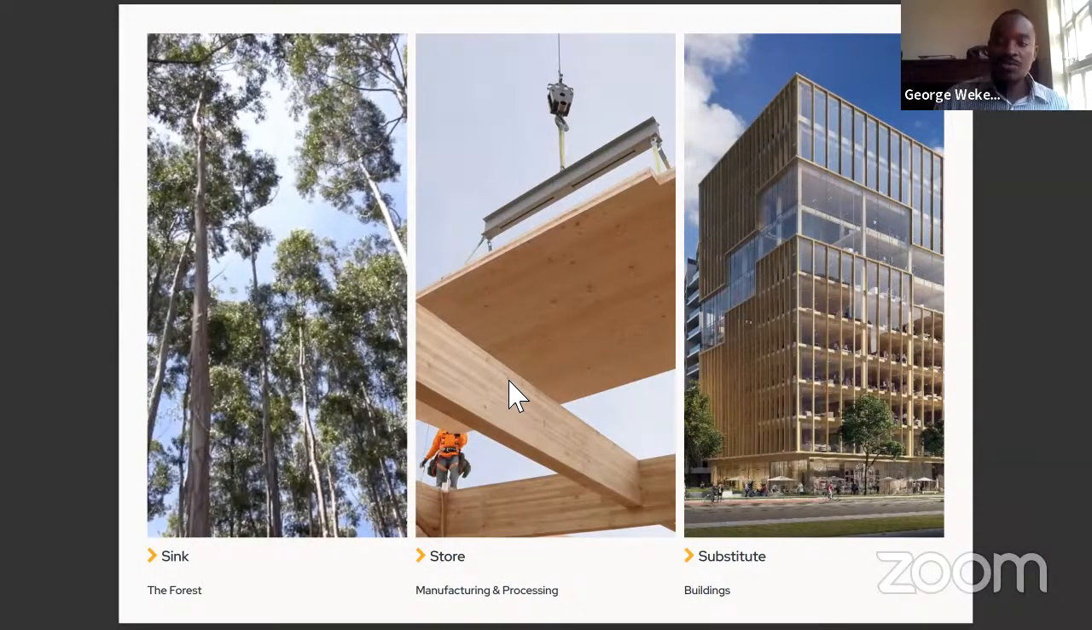And if we use timber to build buildings and substitute elements that would otherwise be built out of steel and concrete, which are the biggest carbon emitters, then the carbon footprint that would be occupied by the steel and concrete would be substituted with a more positive material that can be renewable.